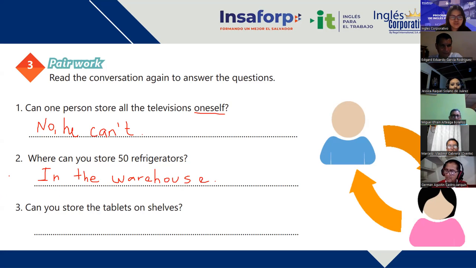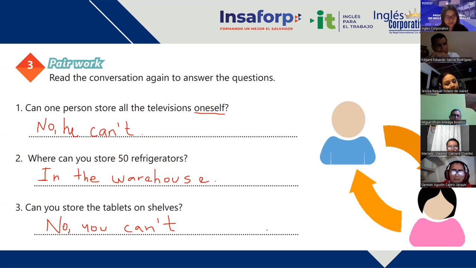Can you store the tablets on shelves? What's a shelf? ¿Saben qué es un shelf? Un estante, como una repisa, ¿verdad? Can you store the tablets on shelves? No, you can't. It's not safe, right? They can fall down. You cannot store the tablets on shelves.